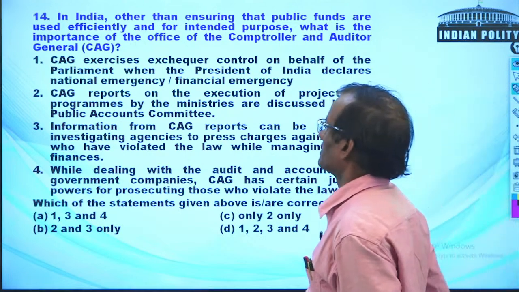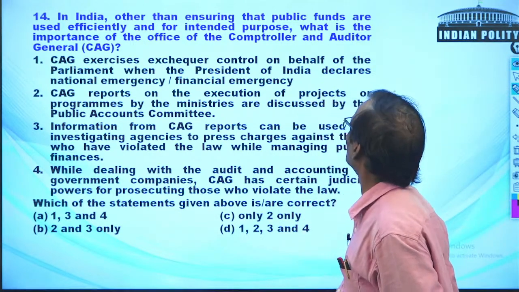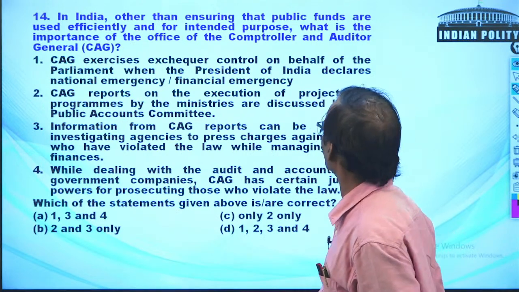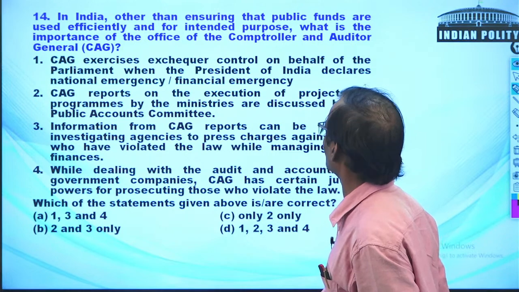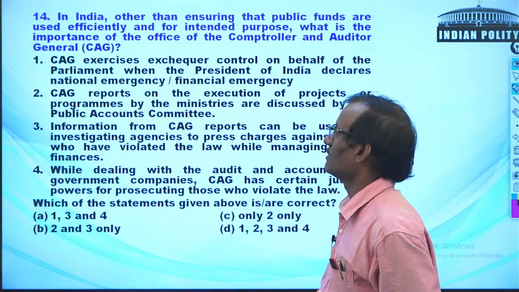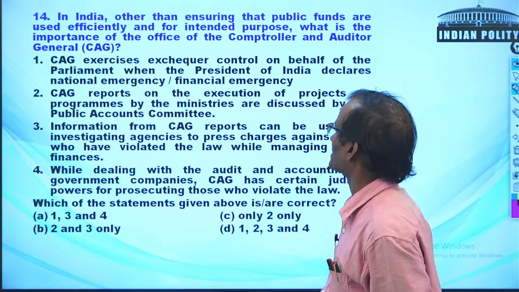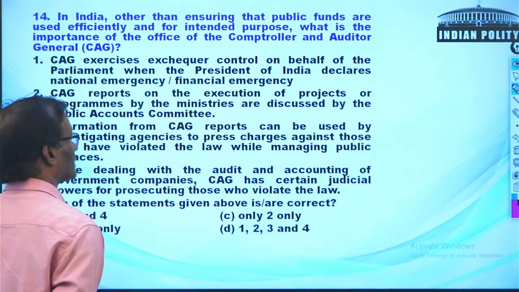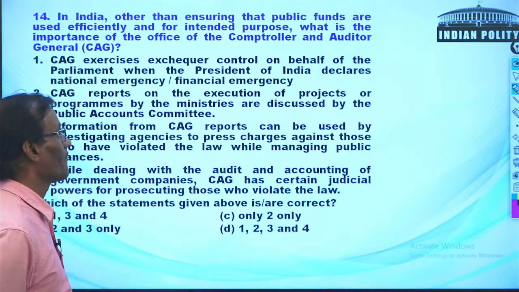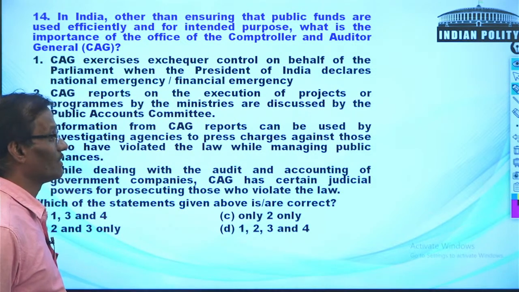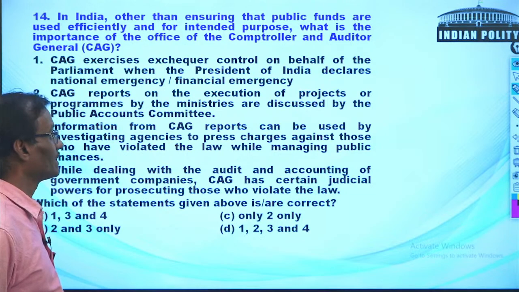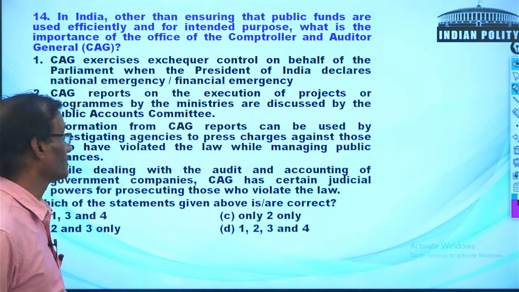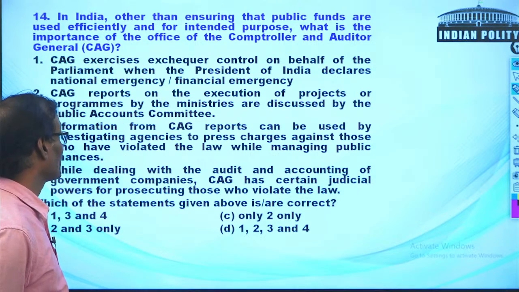In India, other than ensuring the public funds are used efficiently and for intended purpose, what is the importance of the Office of the Comptroller and Auditor General? The fundamental function of the CAG is given in the question itself, that it ensures that public funds are efficiently used for the purpose for which public money is sanctioned. But apart from that, what are the others?